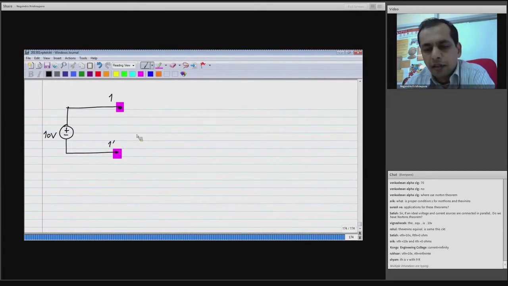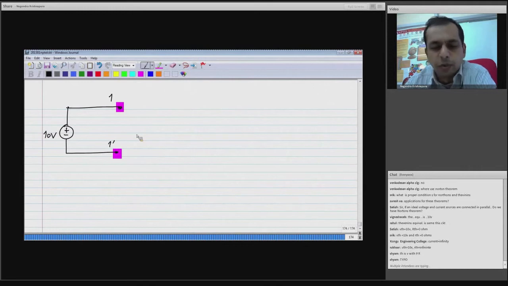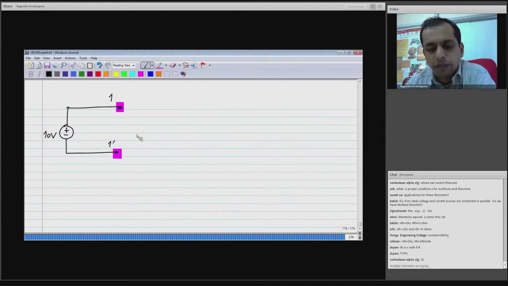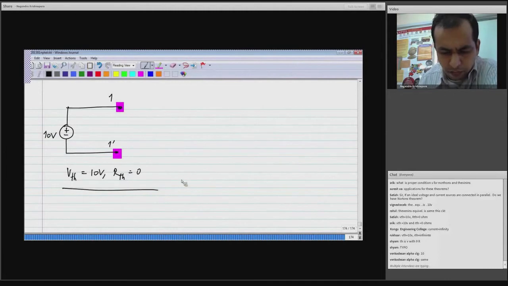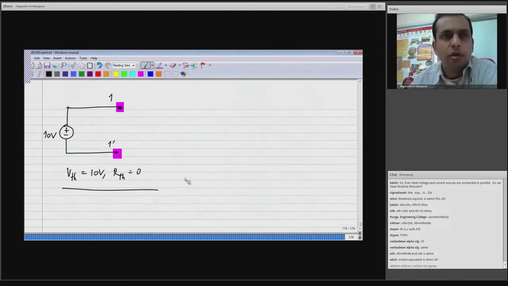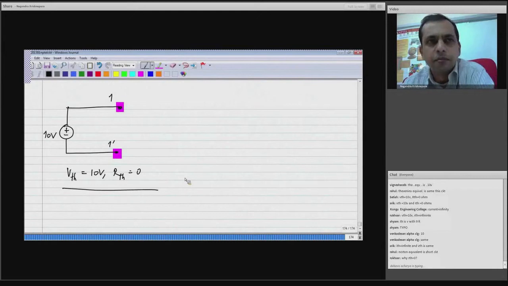I think that answer for Thevenin equivalent is very clear. It's the same as this circuit, with RTH equal to 0. VTH will be 10 volts and RTH will be 0. But what is the Norton equivalent of this circuit?